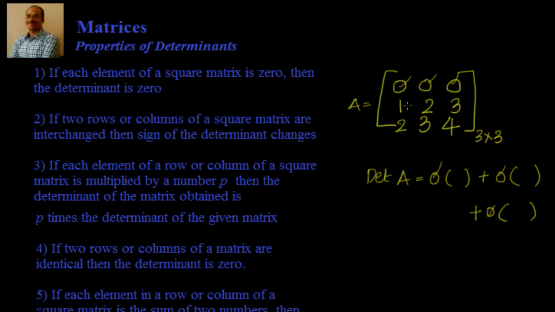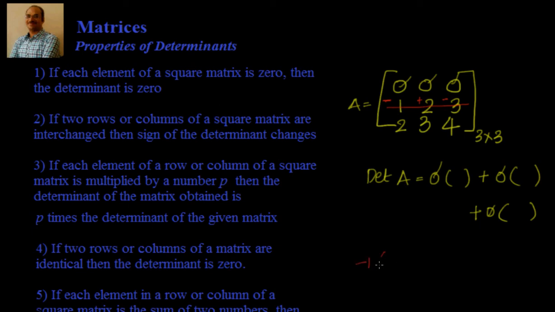What else you can do is pick another row instead. Suppose you pick 1, 2, 3, then also you will see that the determinant is 0 only. You don't want to believe that? Okay, let's do that. Instead of picking this row, let us pick the row 1, 2, 3. What are the signs here? Minus, plus and minus. This is what we know: plus, minus, plus, minus, plus, minus.